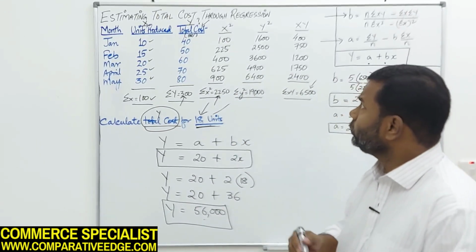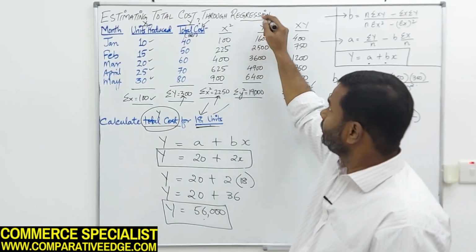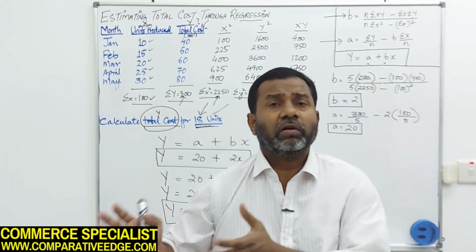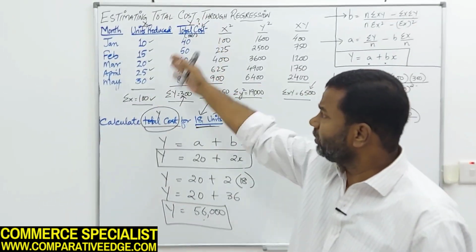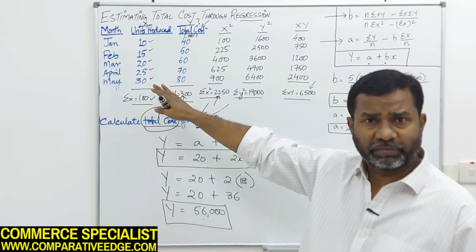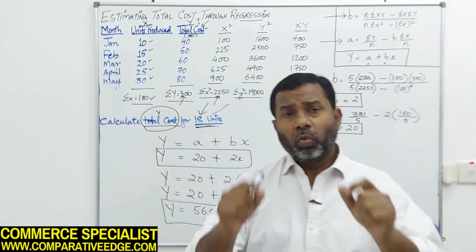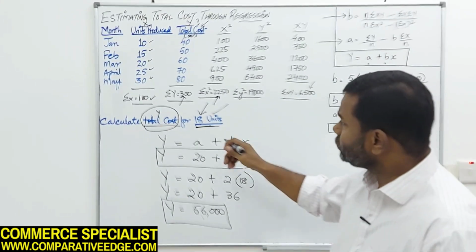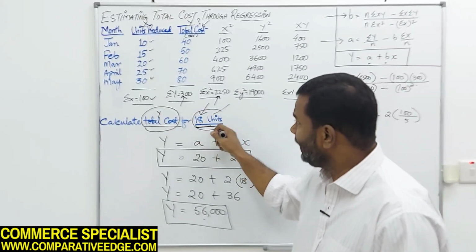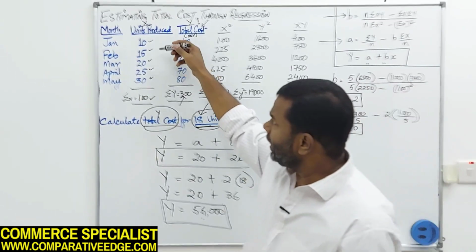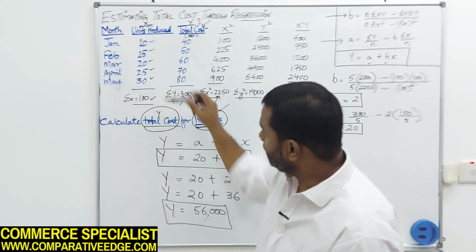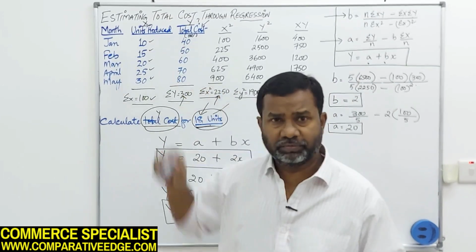One thing you need to understand, in order to use regression, you need to have past data, historical records. Now we have some historical records here for the same company. And one technical thing you need to understand, we were asked to calculate total cost for 18 units. Now if you look at our past records, 10, 15, 20, 25, 30. Now 18 is somewhere in between.